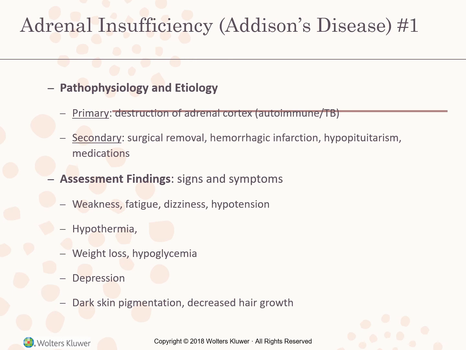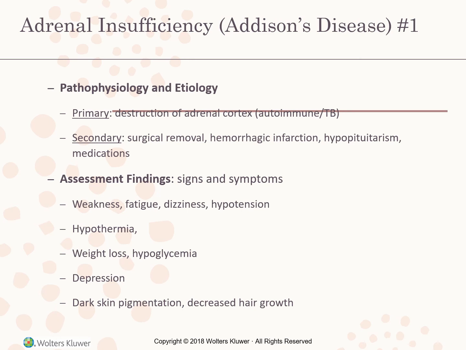Secondary adrenal insufficiency is the result of surgical removal of both adrenal glands, which is called a bilateral adrenalectomy. And it can also occur from hemorrhagic infarction of the glands, hypopituitarism, and suppression of the adrenal function by the administration of corticosteroids. Patients with secondary adrenal insufficiency after bilateral adrenalectomy or surgical removal of the pituitary glands don't experience true adrenal insufficiency because the corticosteroids are administered to replace the hormones no longer secreted by the adrenals.